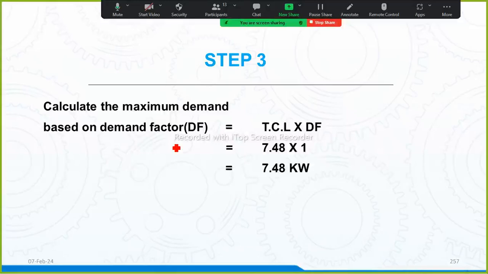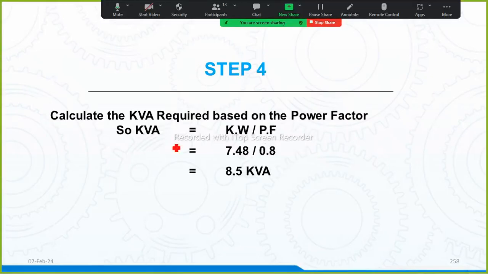So when you're giving the emergency and limited load, obviously whenever there is a power cut, all the loads will switch on at any cost, they'll be used. So that is the reason whenever you're doing the UPS calculation, irrespective of the type of building, we always need to take the demand factor as 100%. That is the reason I have taken 1, that is 7.48 kilowatt. Am I clear? Yes, sir. Okay, so next is to calculate the KVA required based on the power factor.